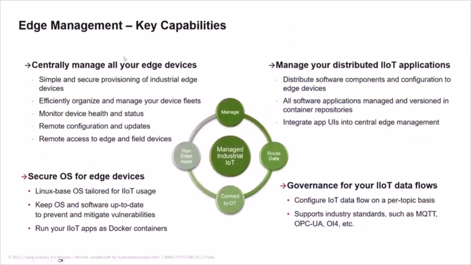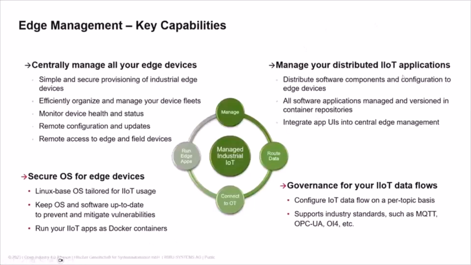And it needs a management of all those edge devices, and there are some key capabilities that you require in order to succeed. So you need to centrally manage all your edge devices on the one hand, not only provisioning but also managing device fleets, being able to monitor device health and status, configure and update remotely, or access the field devices remotely. So that is something that really needs a centrally managed infrastructure. The basis of all that is a secure OS on the edge devices. So it's a Linux-based, tailored OS specifically for IoT usage. It basically ensures software is up to date, and we mitigate vulnerabilities so you're not accessible to people who are not allowed to. And also you can run IoT apps as Docker containers on the OS to expand the feature set of the individual edge device.